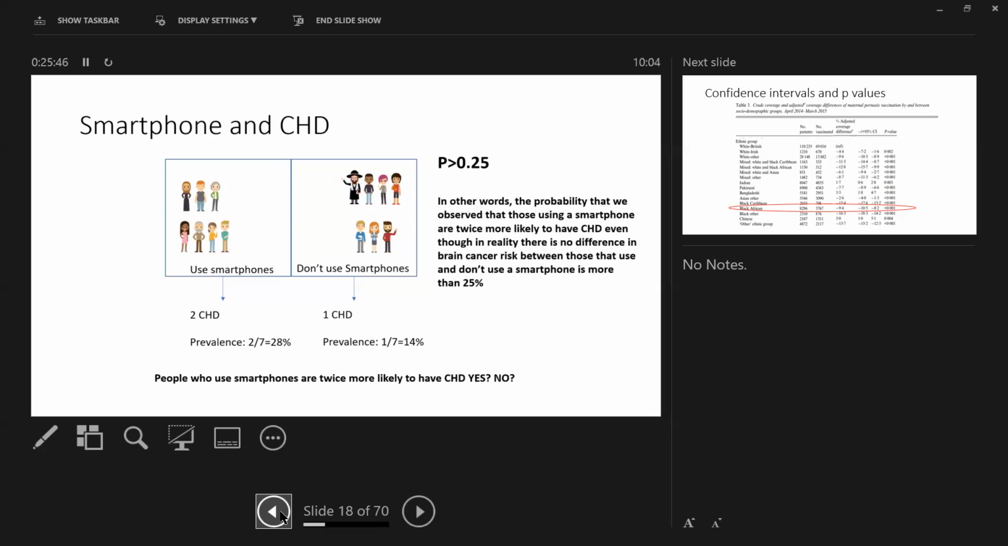Exactly. So there's a 1 in 4 chance that what you found, that the smartphone is associated with coronary heart disease, is not a real association. It's purely due to chance. That in reality there is no difference. Now, if you're going to make a decision to ban all smartphones in the world, 1 in 4 probably doesn't give you the confidence to do that.